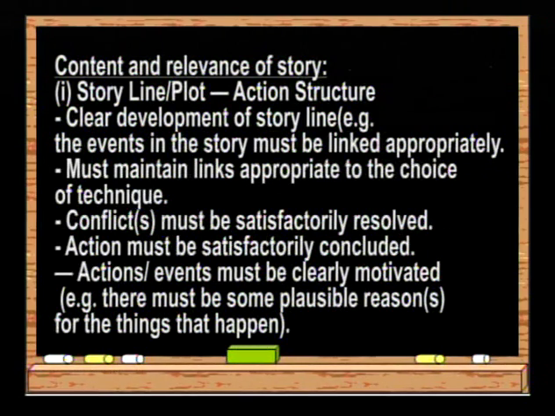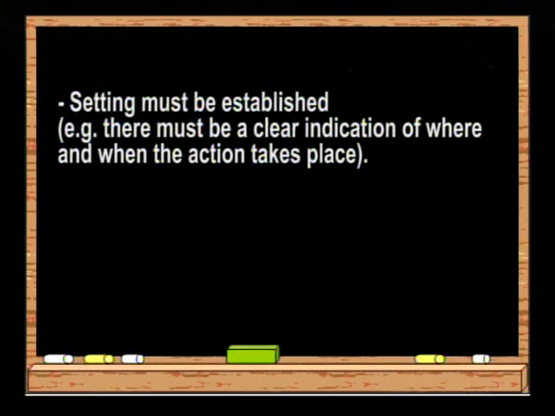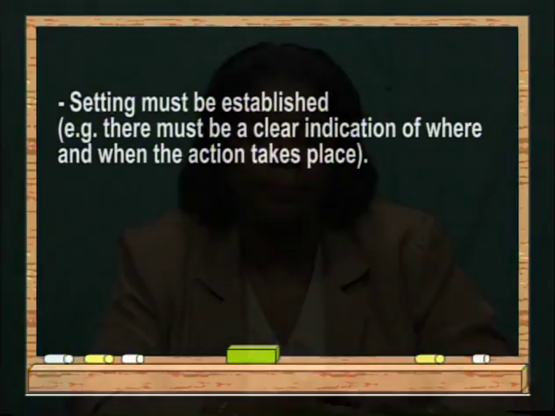Actions or events must be clearly motivated. For example, there must be some plausible reason or reasons for the things that happen. Setting must be established. There must be a clear indication of where and when the action takes place.